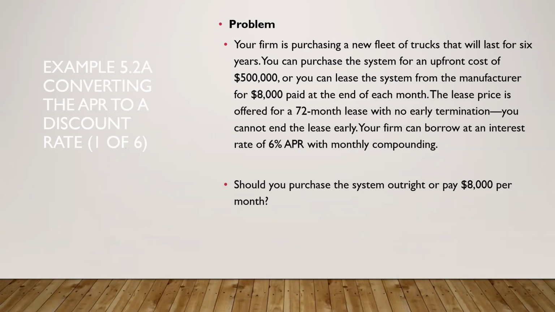Here's another problem. Example 5.2a. Your firm is purchasing a new fleet of trucks that will last for 6 years. You can purchase a system for an upfront cost of $500,000, or you can lease a system from the manufacturer for $8,000 paid at the end of each month. The lease price is offered for a 72-month lease with no early termination. You cannot end the lease early. Your firm can borrow at an interest rate of 6% APR with monthly compounding. Should you purchase the system outright or pay $8,000 per month?